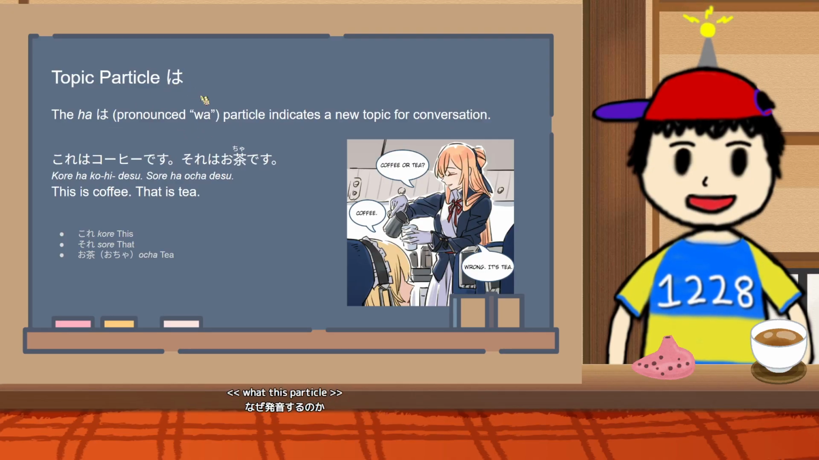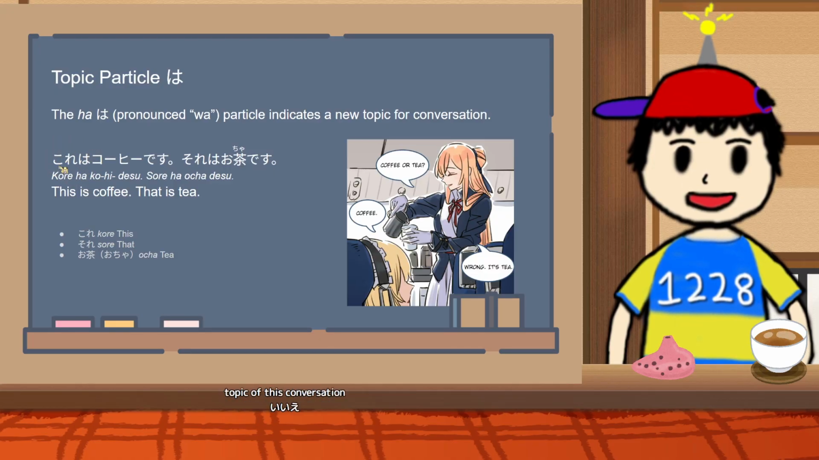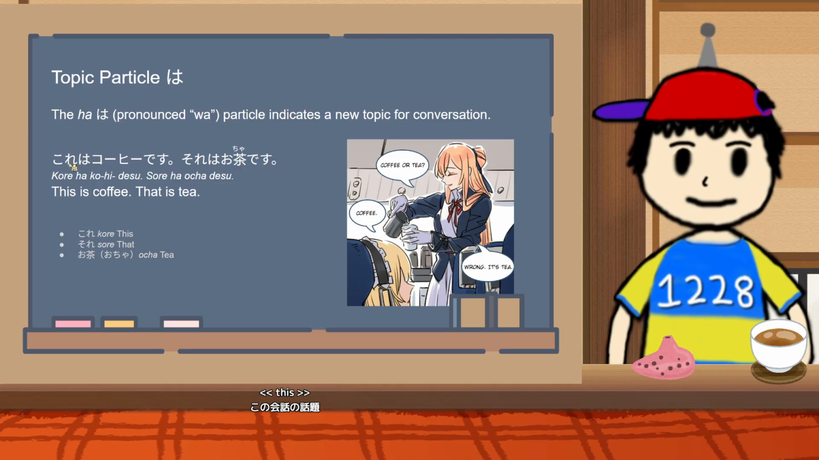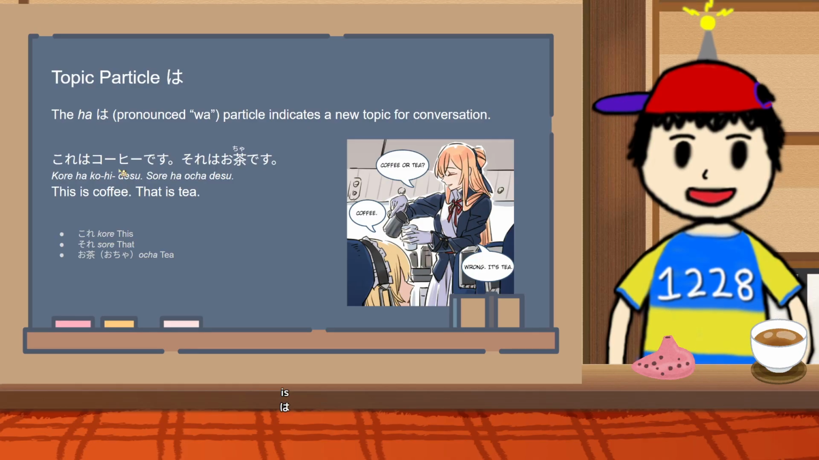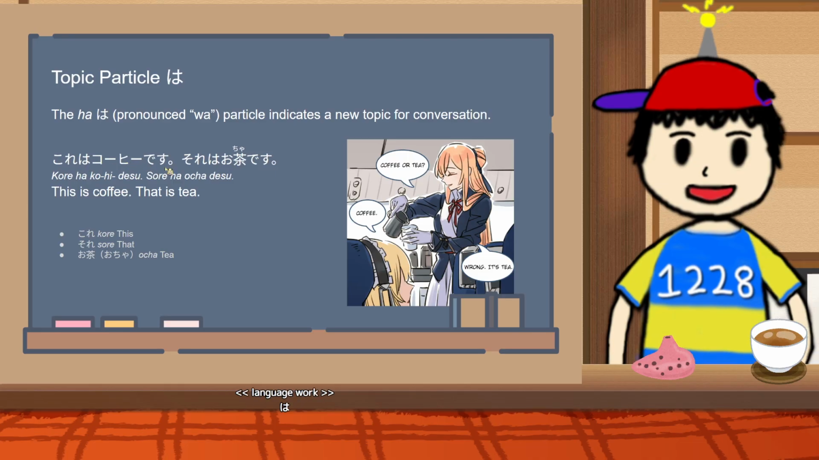And what this particle does is it introduces a new topic for the conversation. So, kore wa kohi desu. Kore meaning this, kore wa, this being the subject of the conversation, kohi desu. Kohi meaning coffee, and desu meaning is. So, the topic of this conversation, this is coffee. It's backwards, I know. The Japanese language works like that.